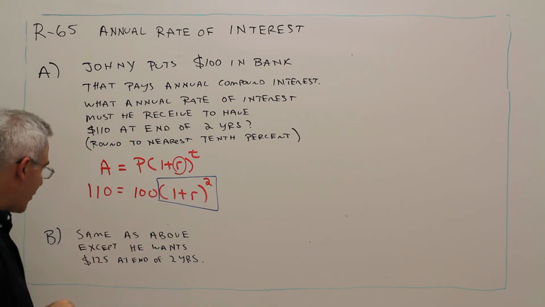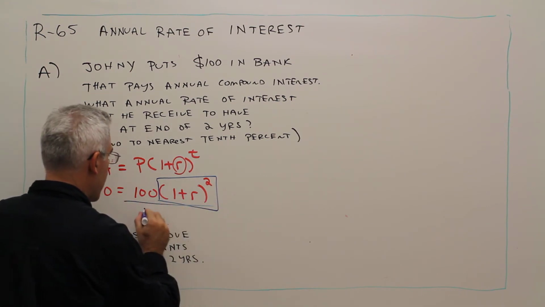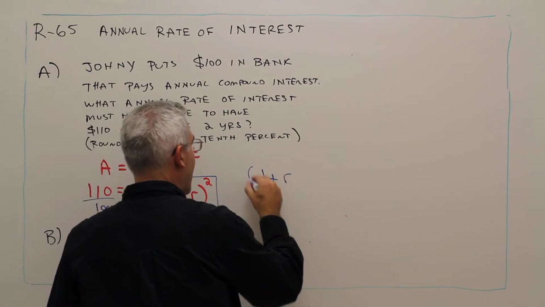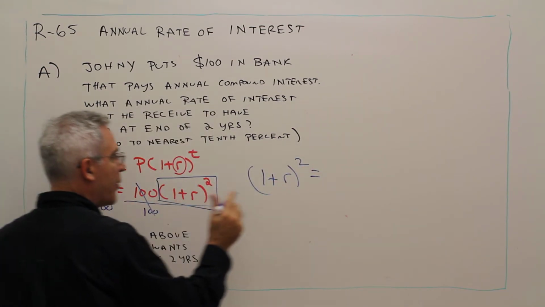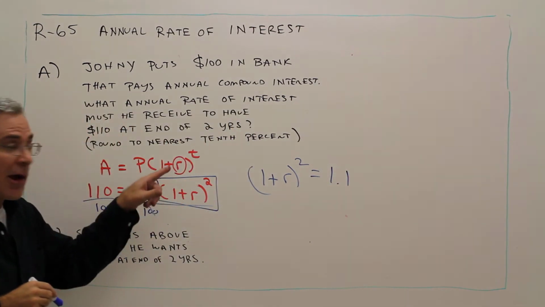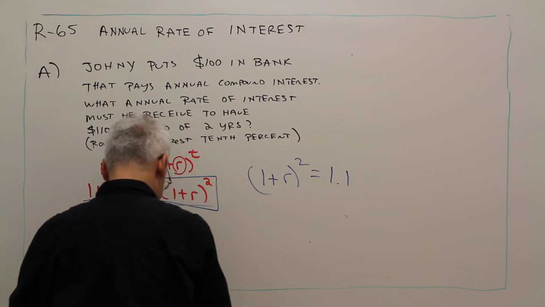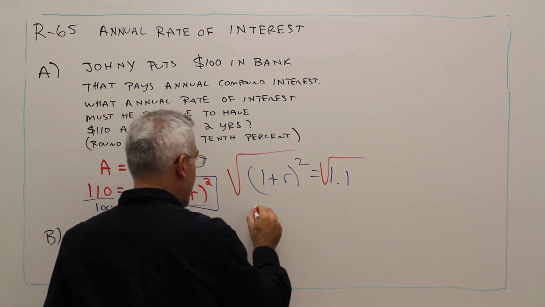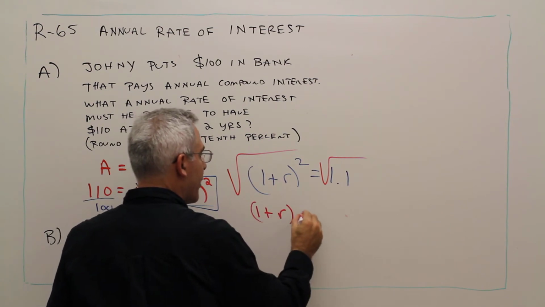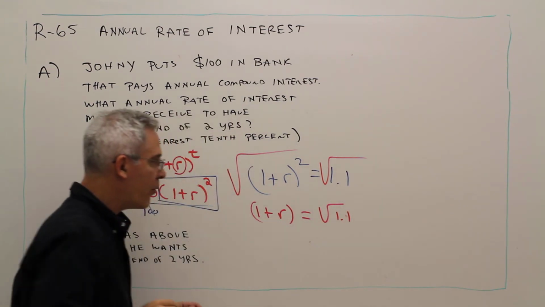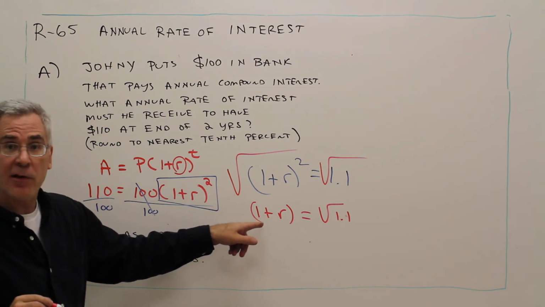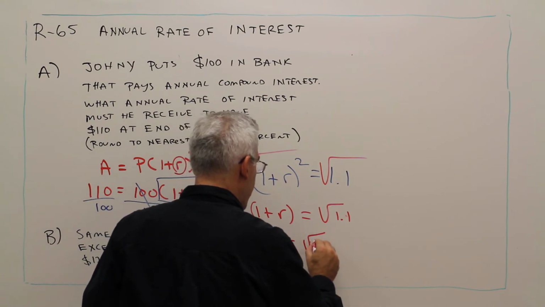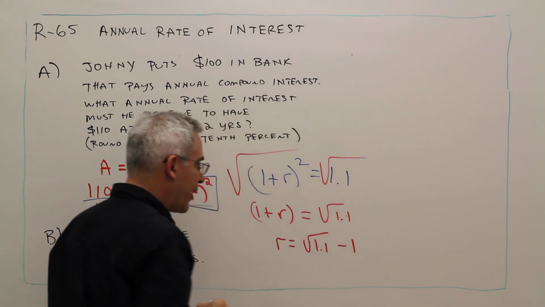All right, so step one, why don't we divide each side by 100? And I'll get (1 plus r) squared equals 1.1. I will then take the square root of each side, the square root of this side and the square root of that side, and I'll get 1 plus r equals the square root of 1.1, and then to solve for r, I'll simply subtract 1 from each side. So r equals the square root of 1.1 minus 1.